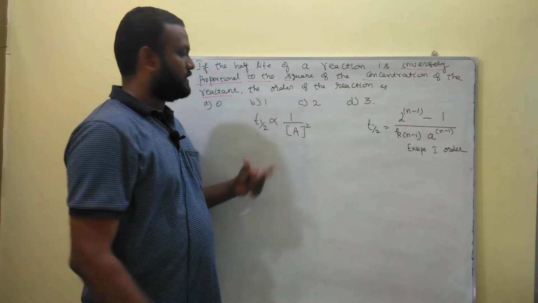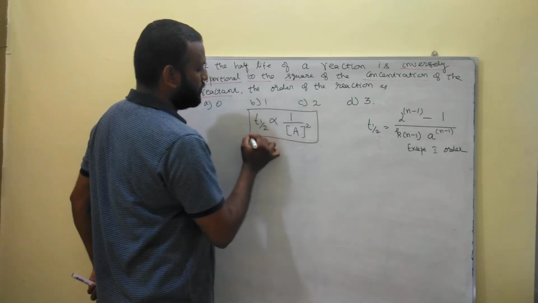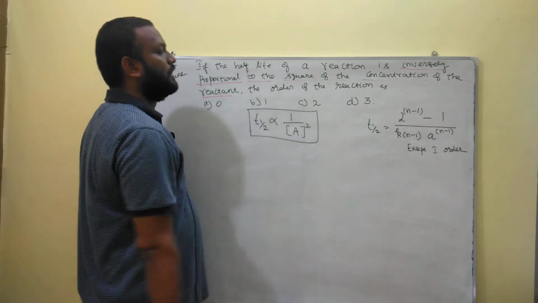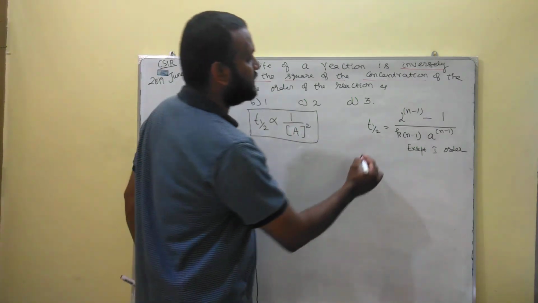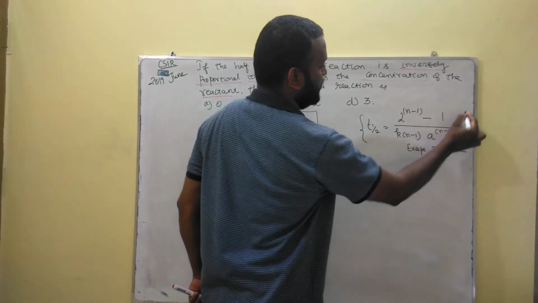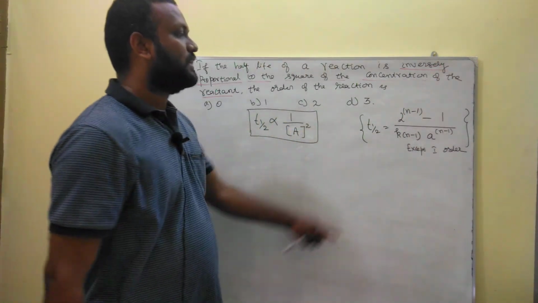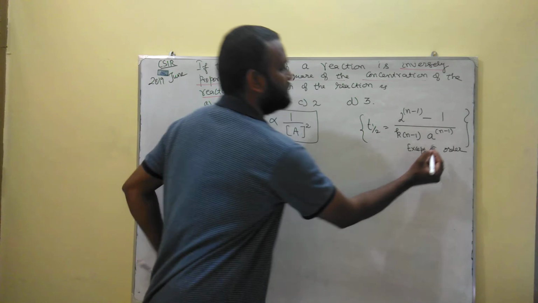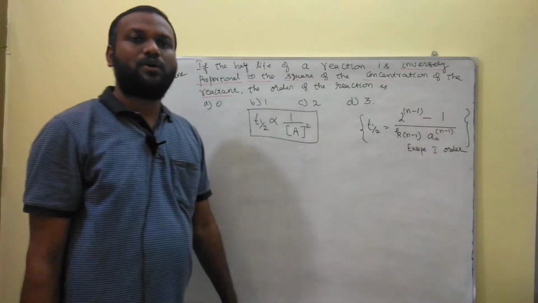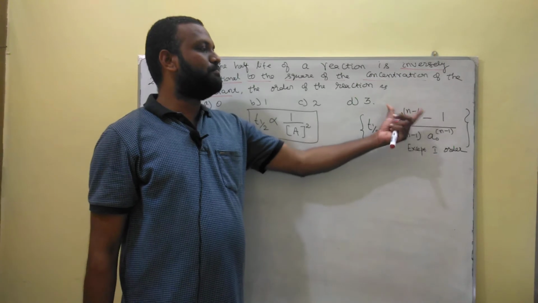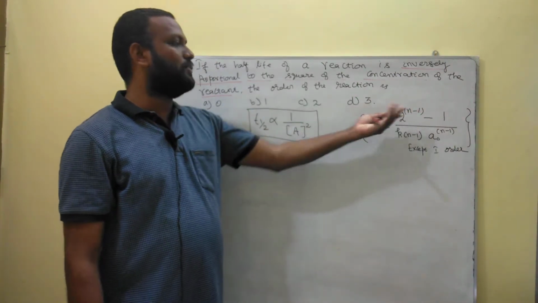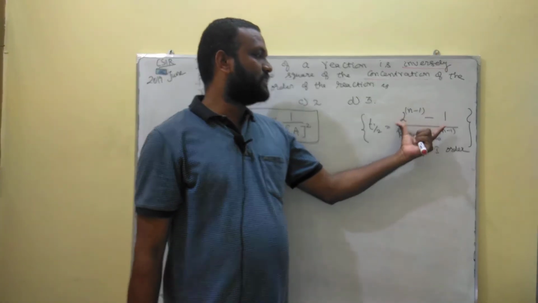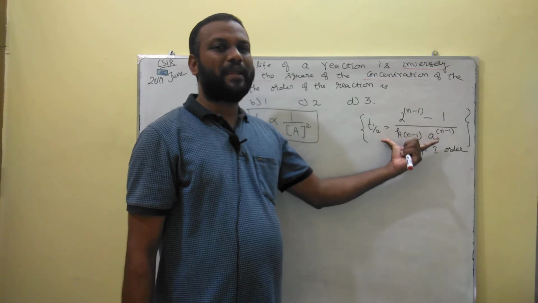T half is directly proportional to 1 by A square. Which order does this belong to: zero order, first order, second order or third order? That is the question. This is the general expression for T half calculation, which we need to memorize: 2 power n minus 1 minus 1 by k (n minus 1) A0 power n minus 1, where A0 is the initial concentration. By substituting 0, 1, 2, 3 we can get the T half for the various orders of the reaction. This general expression is not applicable for first order reaction.